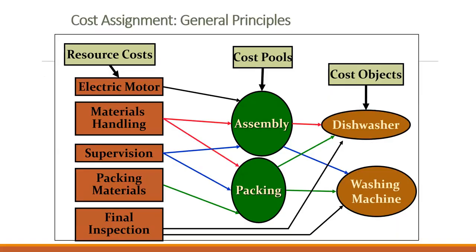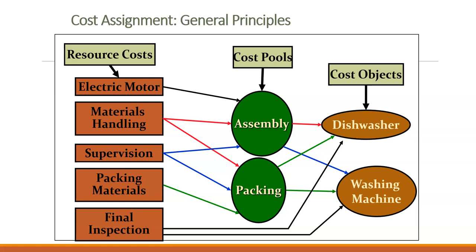So we start with our resource costs. So this is just an example of some resource costs for a plant. We have assembly of a product and then packaging of a product. The electric motor is a direct material. Materials handling is that cost of getting the material from our supplier to the assembly line. Supervision is our project supervisor. Then we have packing materials, labels, and we have our final inspection.